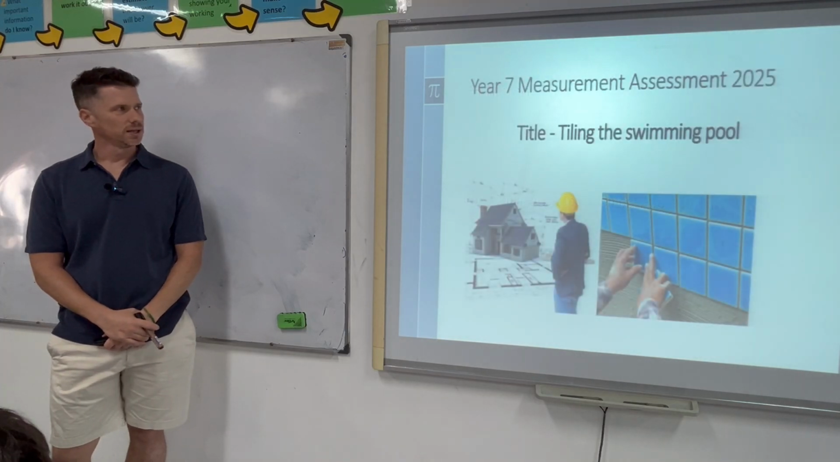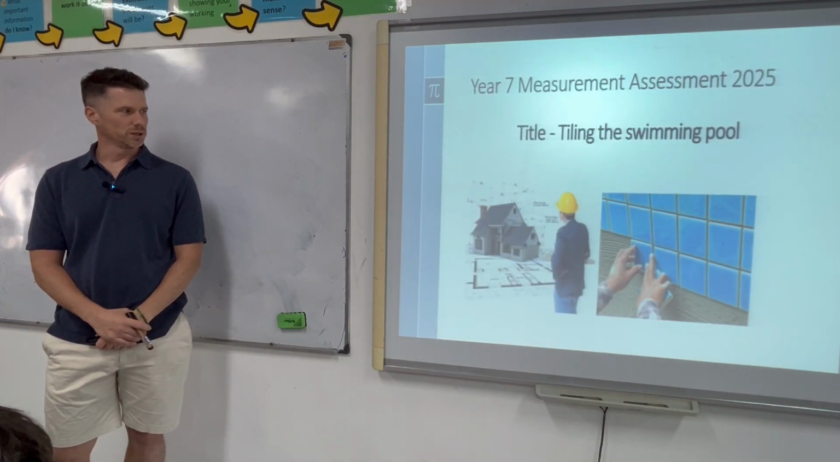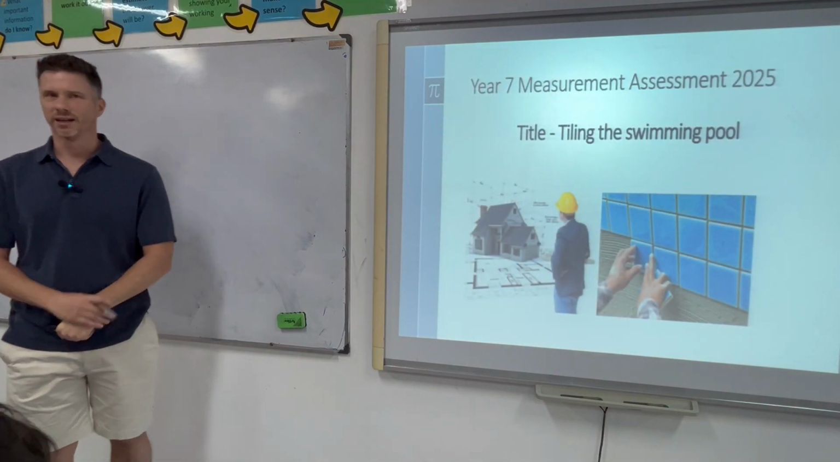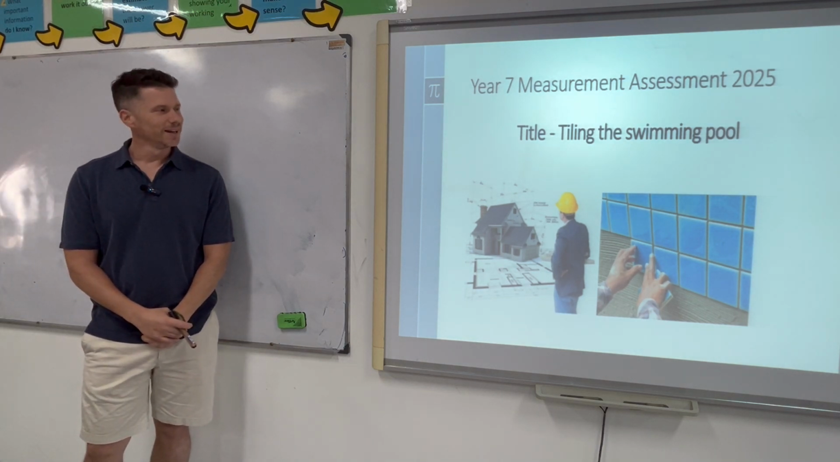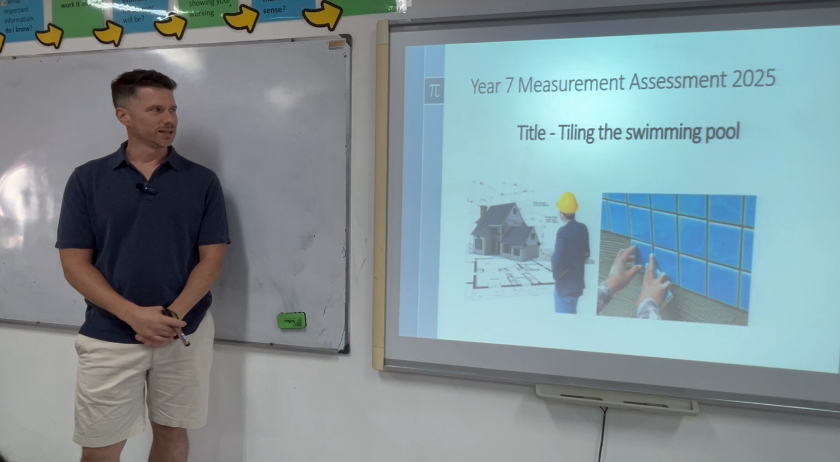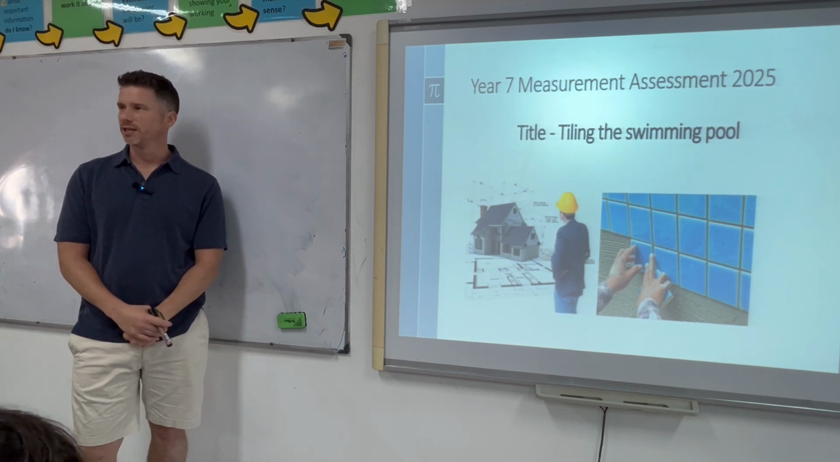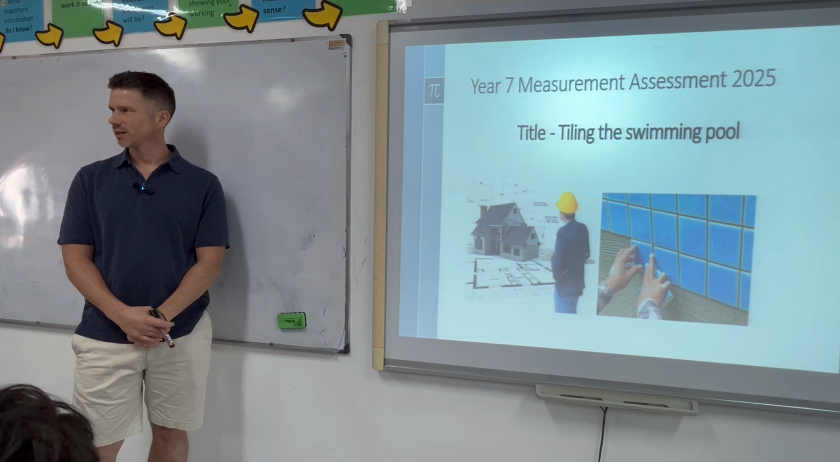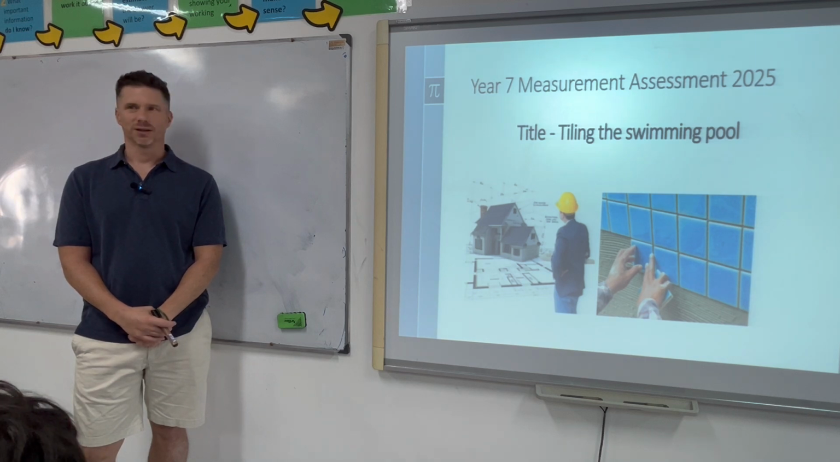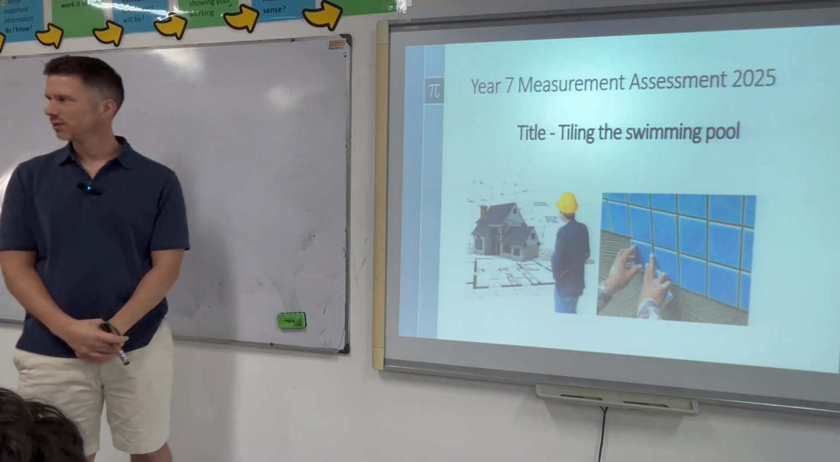The idea is we are going to re-tile the swimming pool. Well, we're not, but I'm going to pretend. And the main question is, how many tiles would it take to re-tile the secondary swimming pool down there? Already we have some questions.